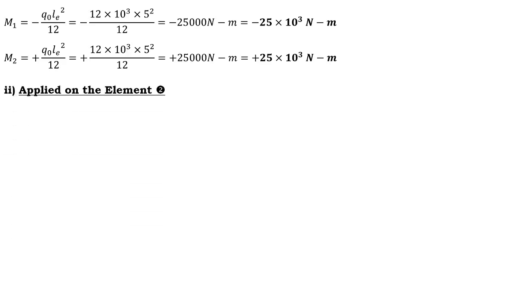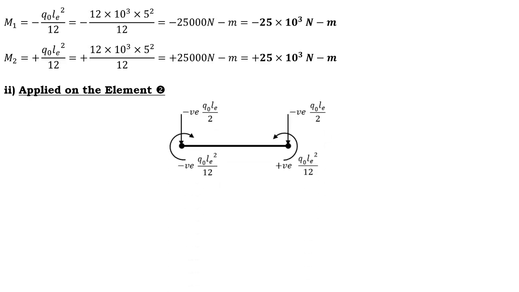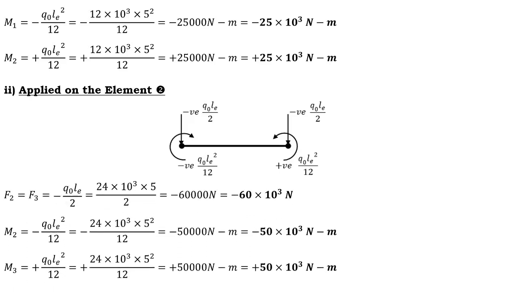So next I need to do the same thing for the second element. There my second element is applied with a UDL force of 24 kilonewton per meter. Therefore, once again the conversion of UDL into point force is the same thing. Then substituting the values of 24 into 10 to the power of 3 into 5. Once again, the length of the second element is also 5 meter. So like that I will get F2 and F3. These are the two forces at node number 2 and 3. Therefore, F2 and F3 are equal to minus 60 into 10 to the power of 3 Newton.